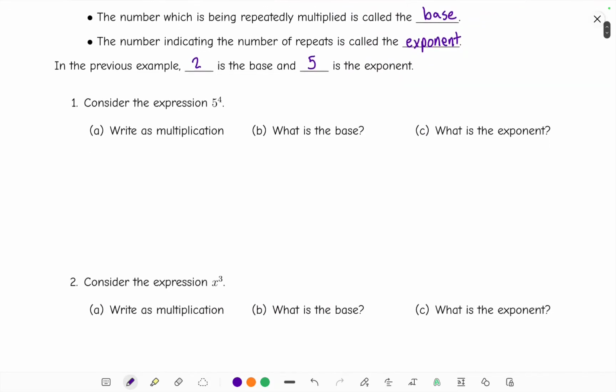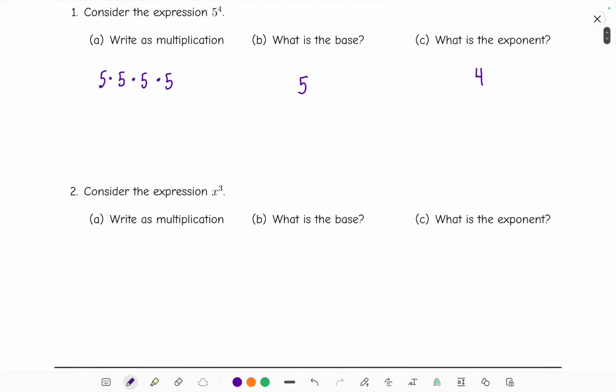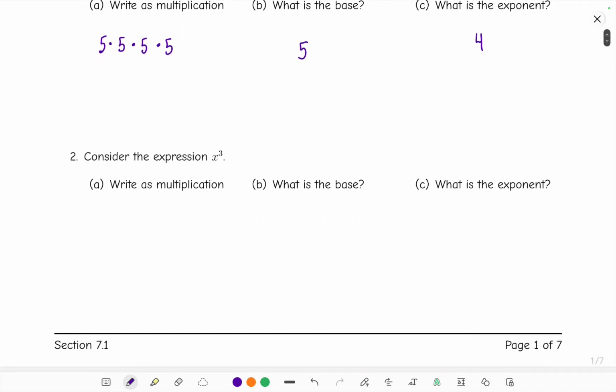Consider the expression 5 to the 4th. Write it as multiplication. 5 times 5 times 5 times 5 with 4 5s. What is the base? 5. And what is the exponent? 4. Consider the expression x cubed. Write as multiplication. X times x times x. What is the base? X. And what is the exponent? 3.